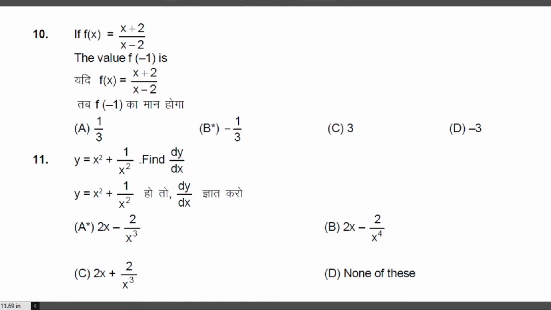Now let's go to question number 11. So what is question number 11?